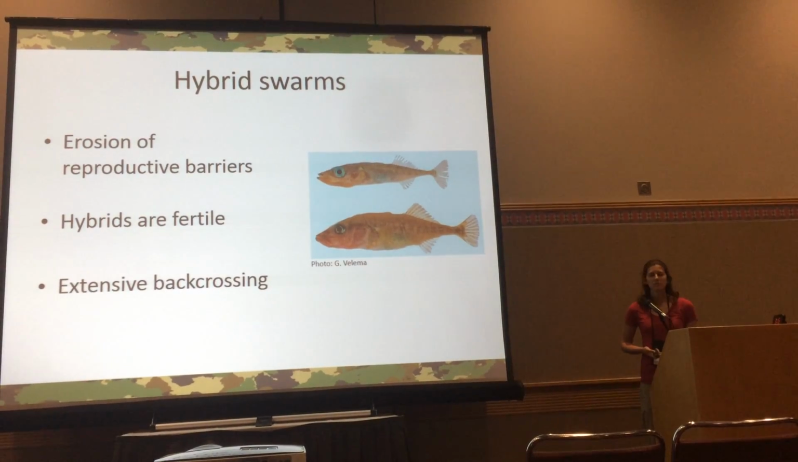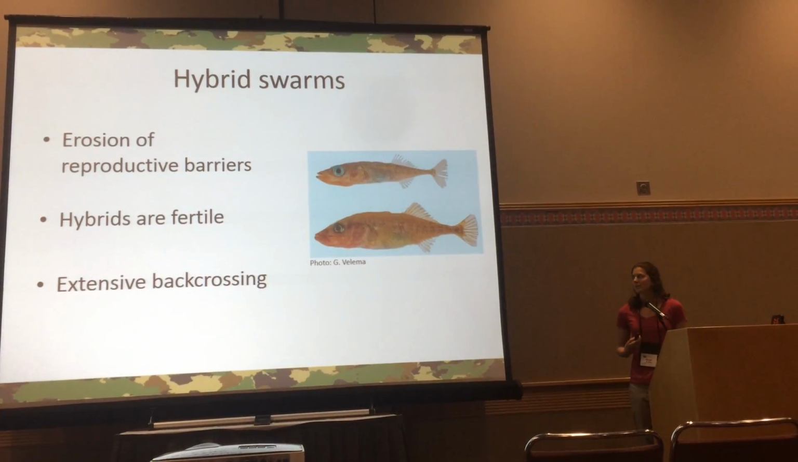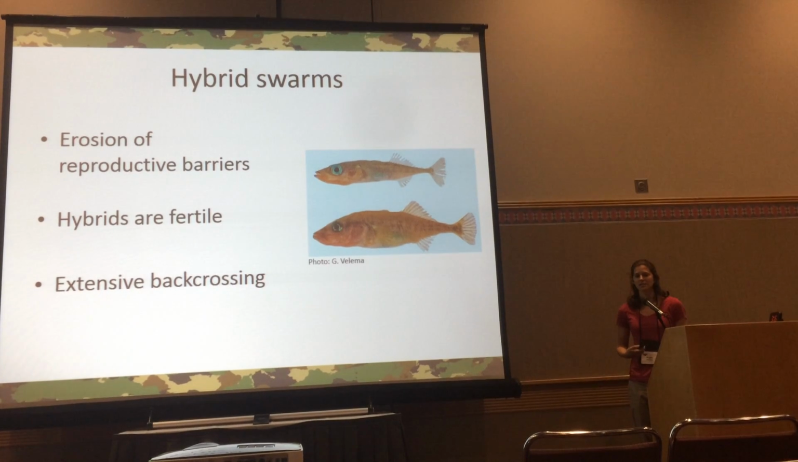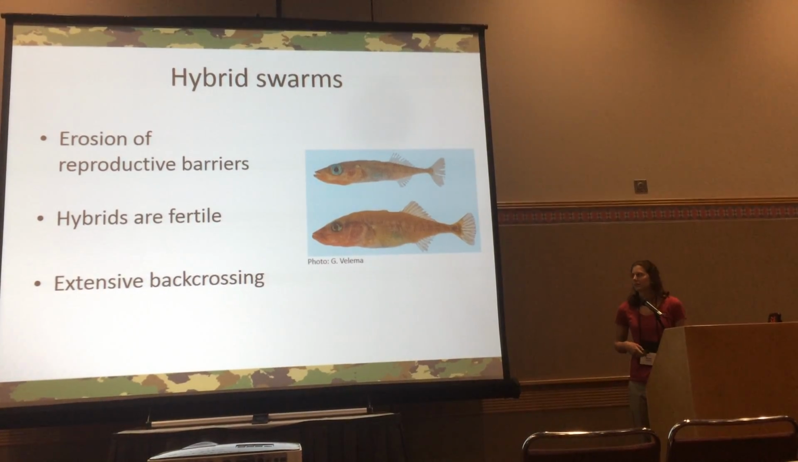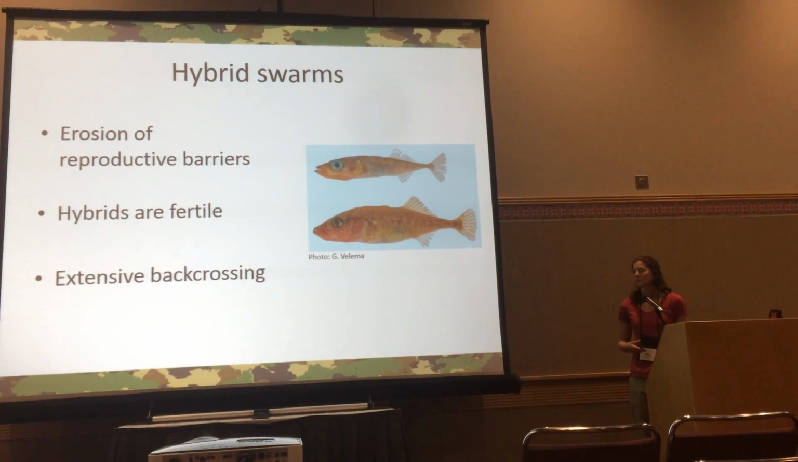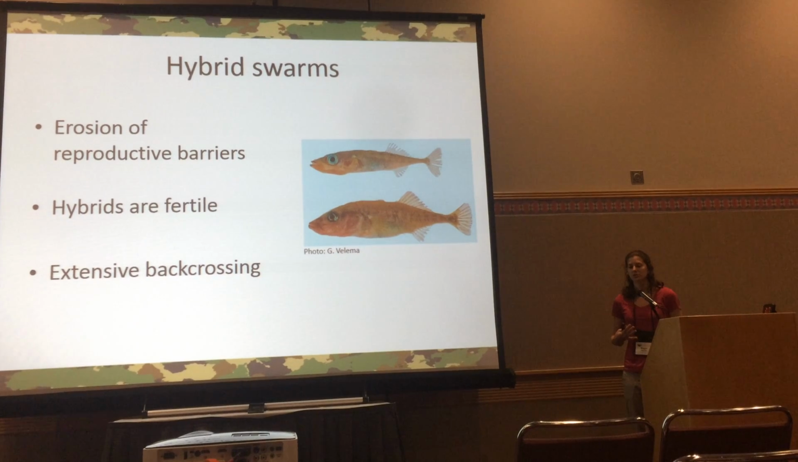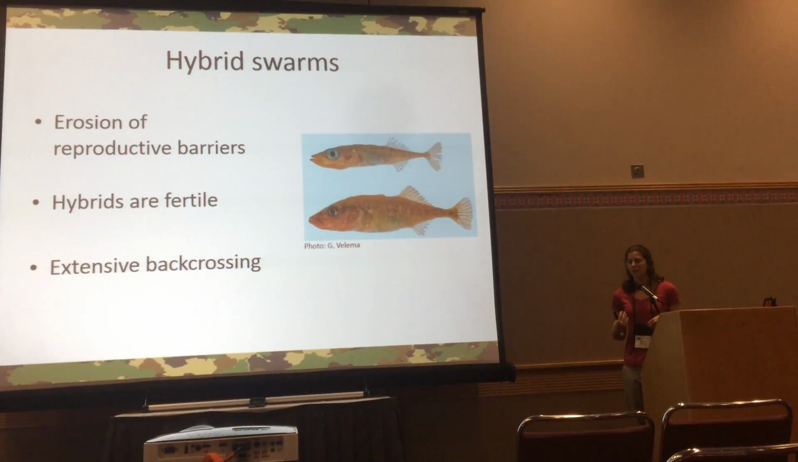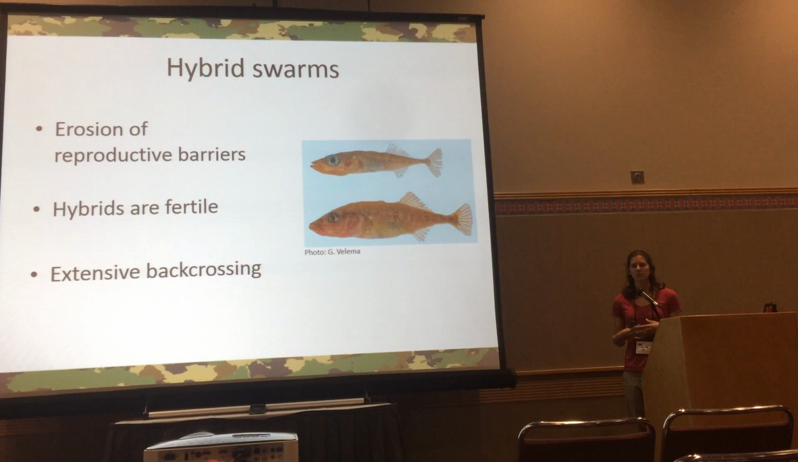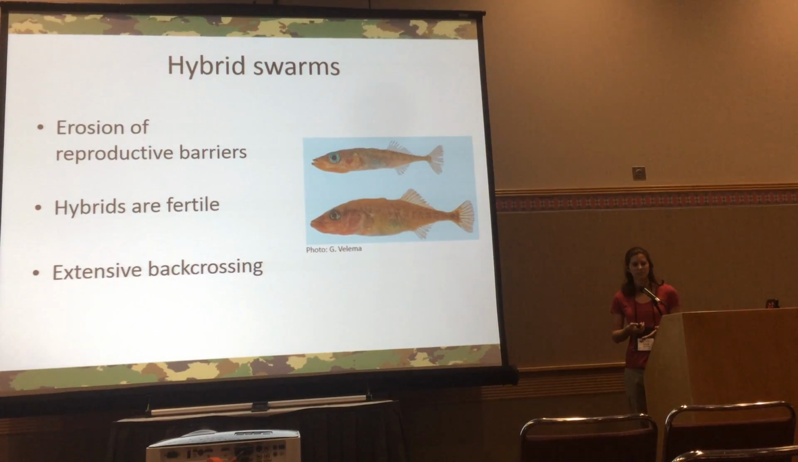So in hybrid swarms, there's an erosion of reproductive barriers that allows for extensive introgression. Hybrids are fertile, and there's lots of backcrossing. One of the most recognizable hybrid swarms is in sticklebacks, where the hybrid swarm formed due to an ecological disturbance. But you can also have a hybrid swarm form when two lineages naturally come into contact.